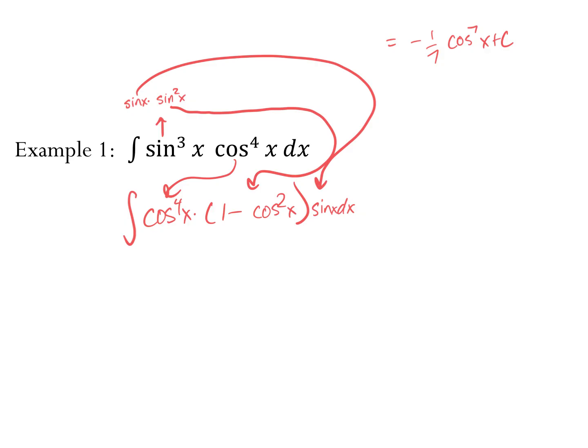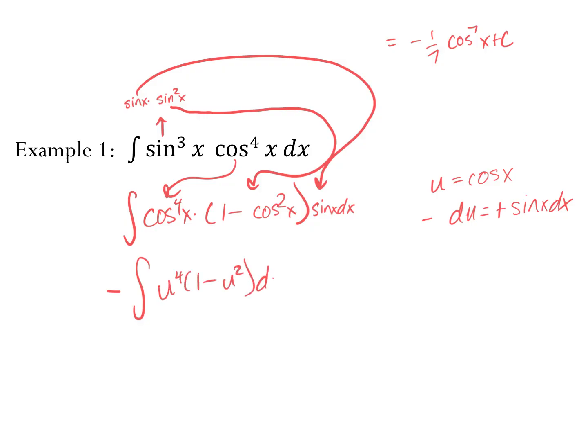Okay, great. So now if I let u equal cosine x, and du would equal negative sine x dx, and transfer that negative over to the du. Now this is equivalent to the negative integral of u to the fourth times 1 minus u squared du.